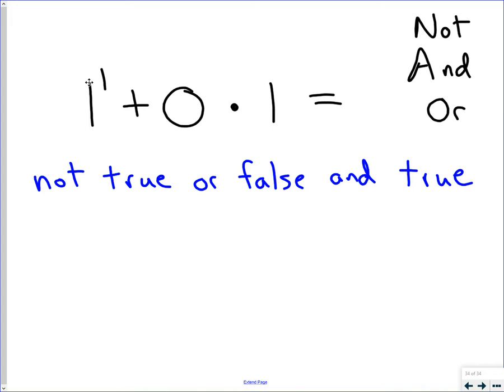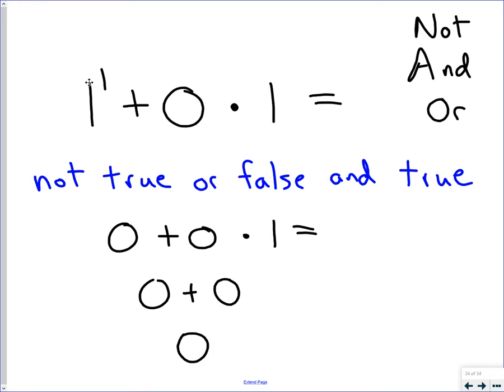Okay, so let's evaluate this thing. What should I do first? The not. So not that, please. So, okay, let's rewrite it. 0 or 0 and 1. What do I do next? And. So let's and these two things. What's 0 and 1? What's 0 or 0? You've just evaluated that equation in Boolean algebra. That's how it works. Okay? This is algebra using a two-state system.